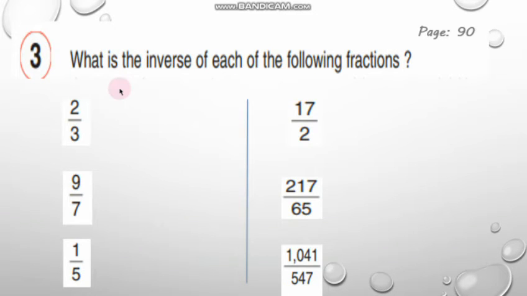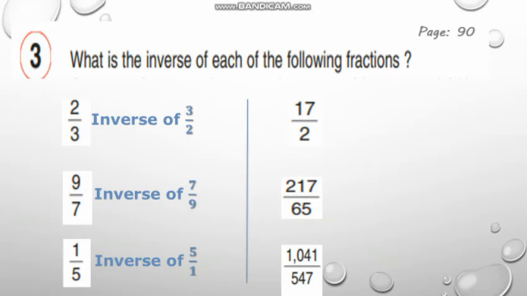Now, what is the inverse of each of the following fractions? I know that the inverse is the same fraction, but the numerator should be in the denominator and the denominator should be in the numerator. So, let's see, for example, if I have 2 over 3, the inverse is 3 over 2. 9 over 7 is 7 over 9. 1 over 5 is 5 over 1.